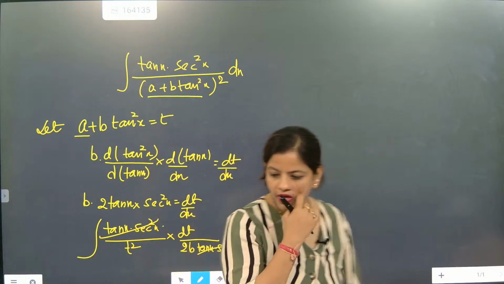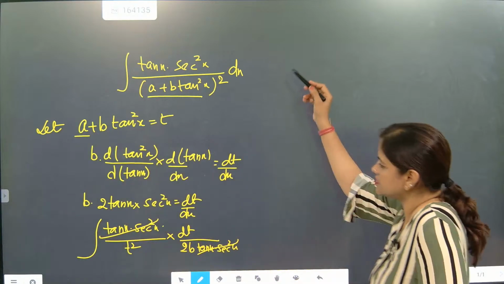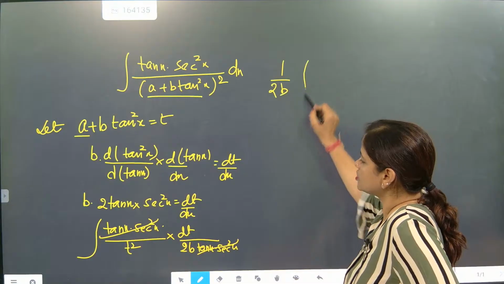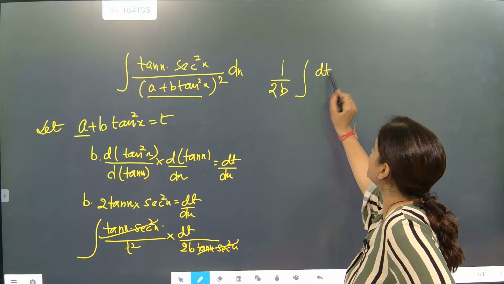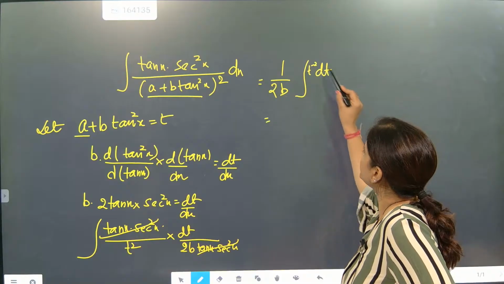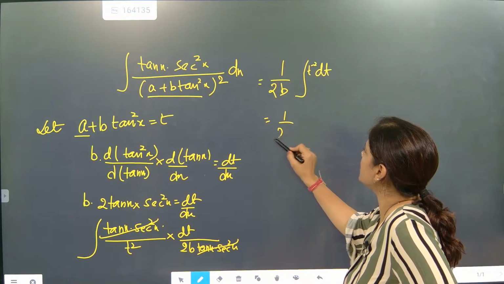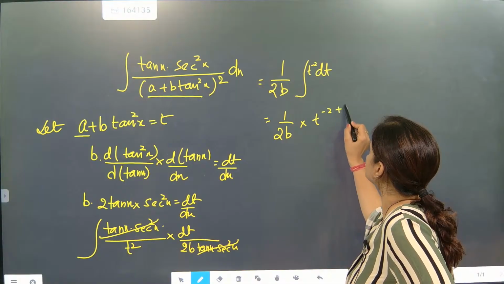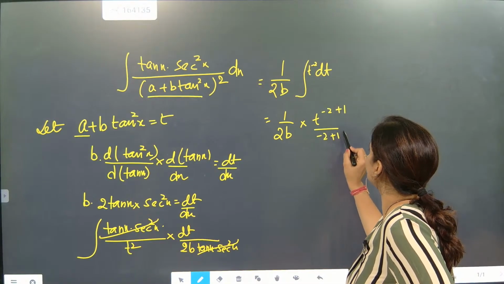Understood? So now I hope you might have got a very good solution. Can you send me the solution, Shivaranjani? Because sending the solution means it will give us clarity. So here it will become tan x to the power minus 2. So here x to the power minus 2 is 1 by 2, x to the power minus 2 plus 1 by minus 2 plus 1.